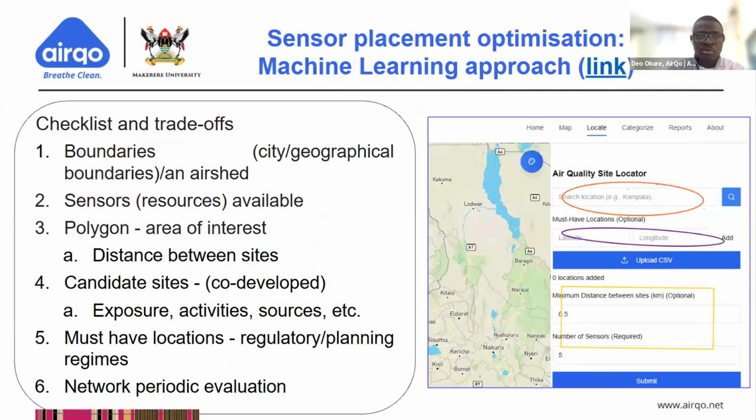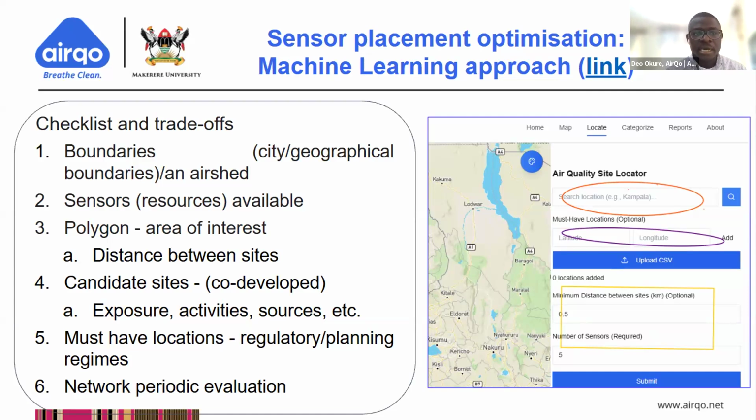I'll go back to give a brief overview about sensor placement, specifically using a machine learning approach. This has helped us map out what we call the checklist when it comes to network development, with six points. This list could be longer, and I'm very curious to know what it has been in different contexts, in different areas. The first point is, of course, defining your geographic area of interest, which could be an airshed, or maybe a city X. Where are we going to do this work is the first step.